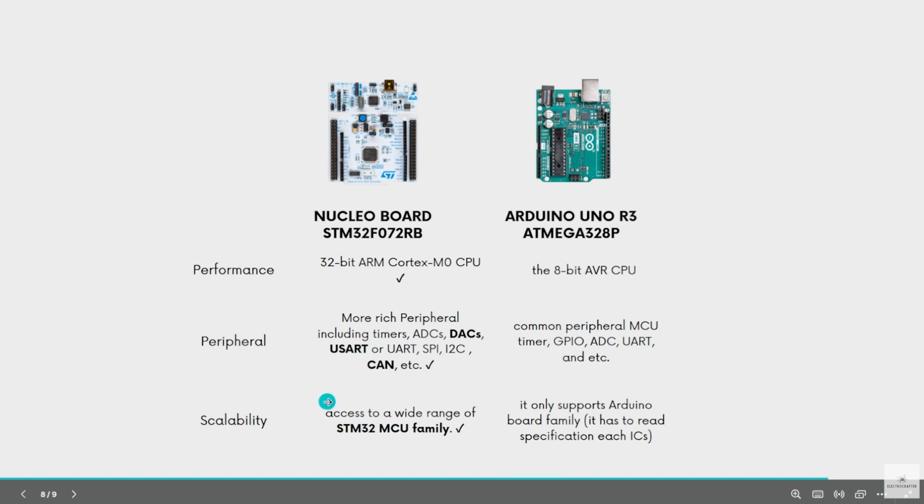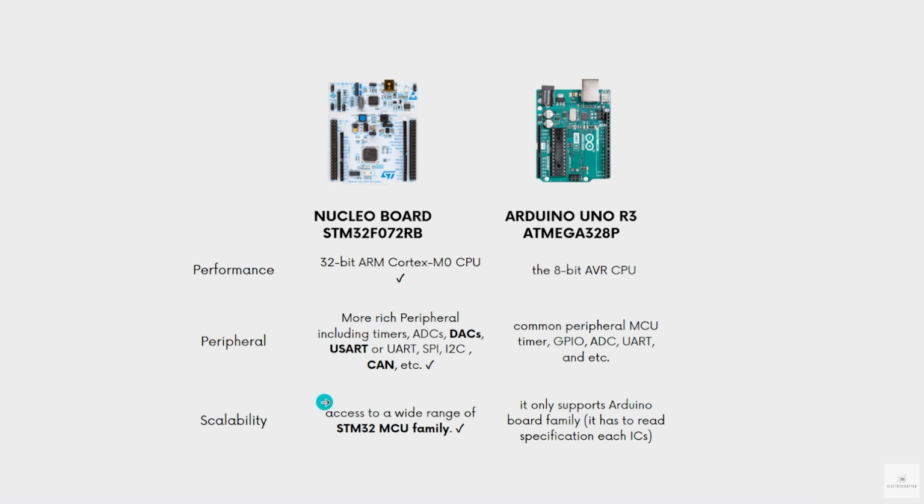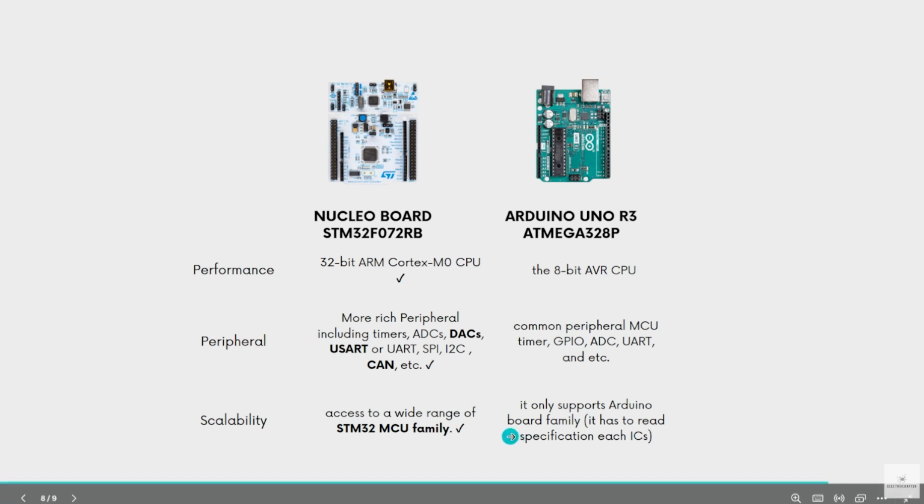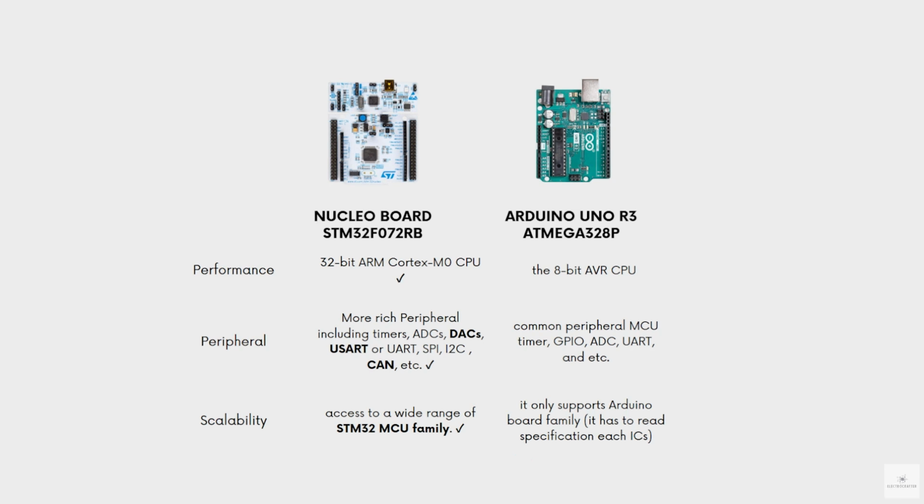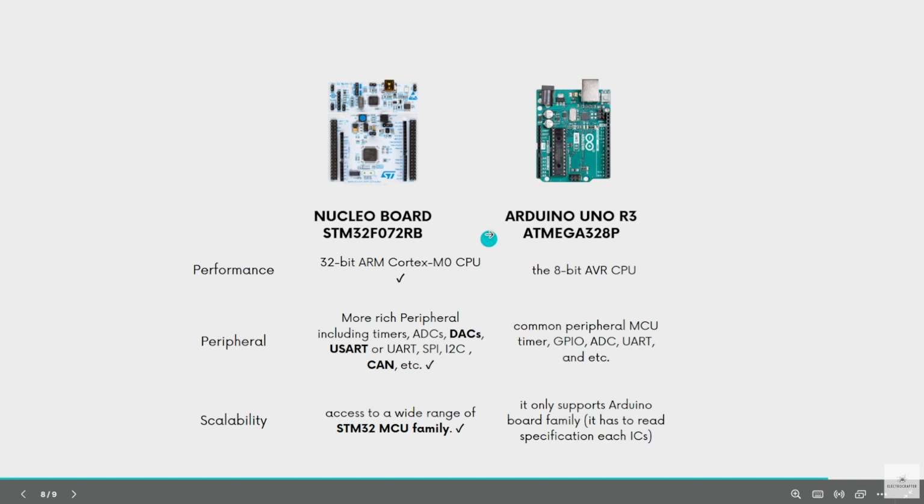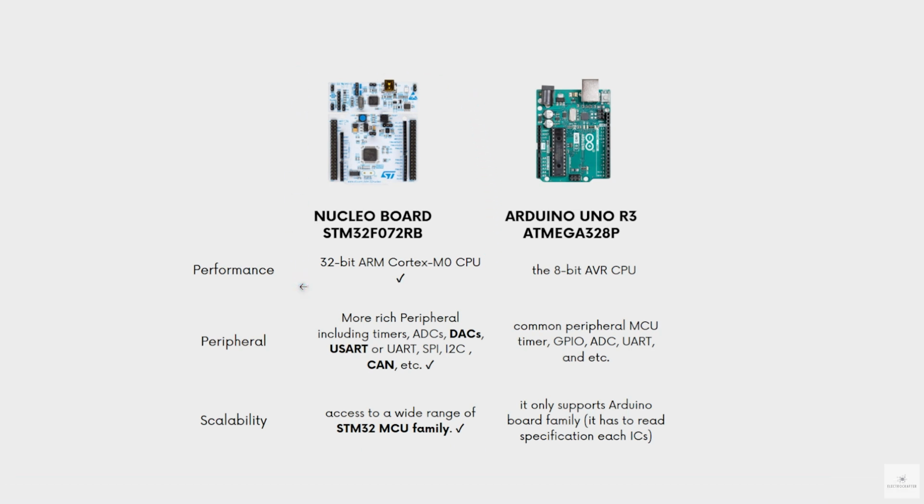As you can see, we compare the Nucleo Board and Arduino Uno R3. And in conclusion, STM32F072RB has a lot of advantages over Arduino Uno.